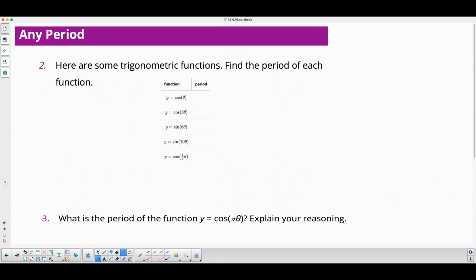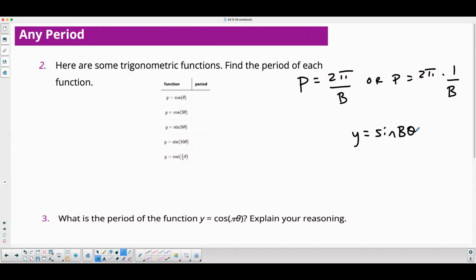Here's some functions. Find the period for each function. So your period is equal to 2 pi over b. All right, you need to know that formula. Or I guess you could say your period is equal to 2 pi times 1 over b. Either way. So b is the number in front of the angle. Okay, so if I have y equals sine of b theta, b is the number right in front of your angle. Or if it's x instead of theta, it's still the value in front.